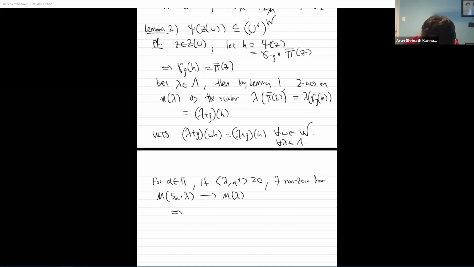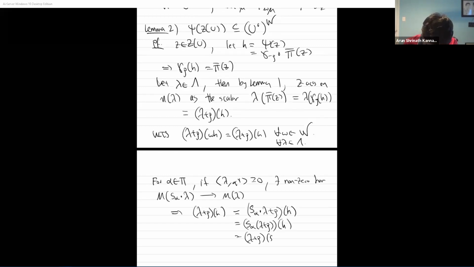So this implies that lambda plus rho of H, right? We just deduced that's the scalar that Z acts on M of lambda as, is equal to S alpha dot lambda plus rho of H. But this, if you just expand it out, becomes S alpha of lambda plus rho of H, and then by definition this is lambda plus rho of S alpha of H.